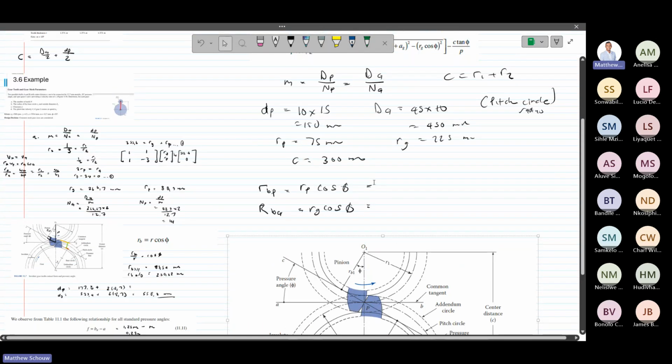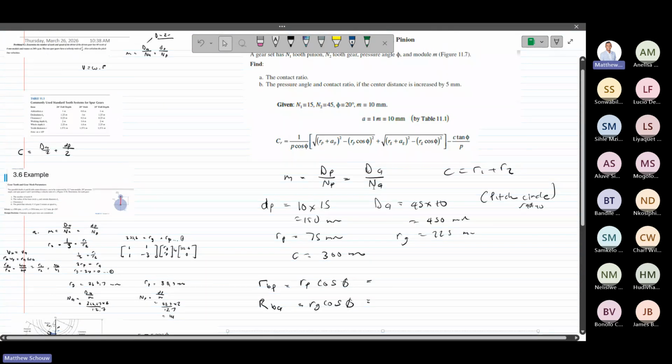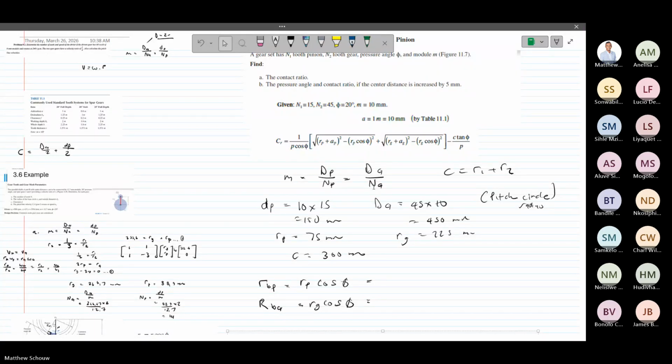Okay, cool. Let's see what we get. Pressure angle was 20 degrees in this case. Typically, it is always 20 degrees. You guys can just shout out the answer, then we can move on.